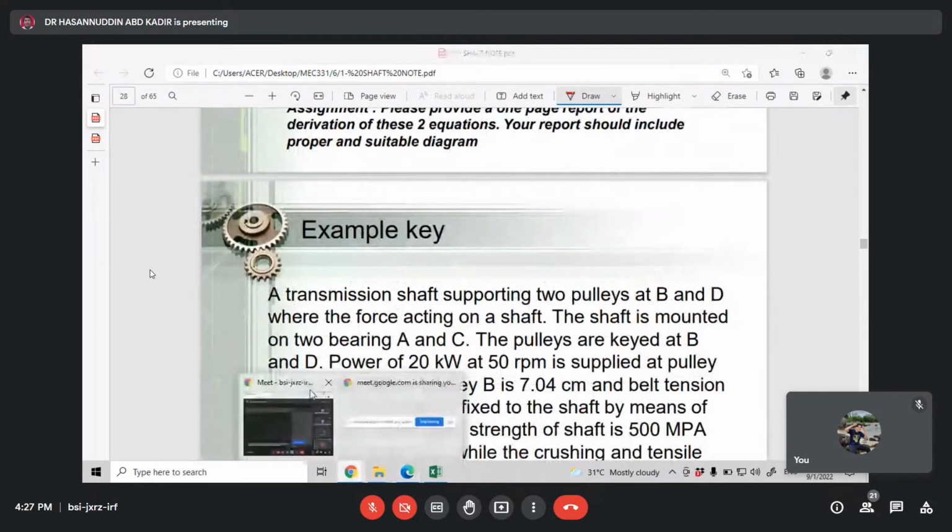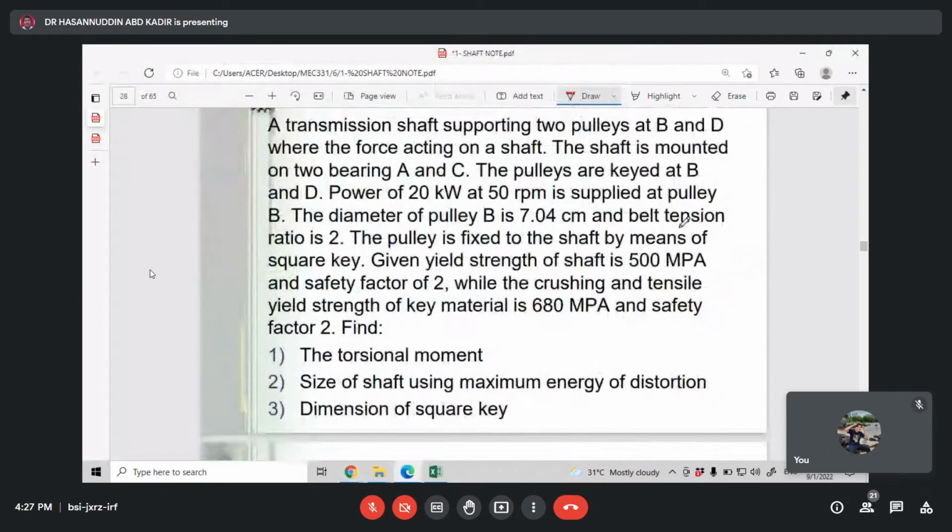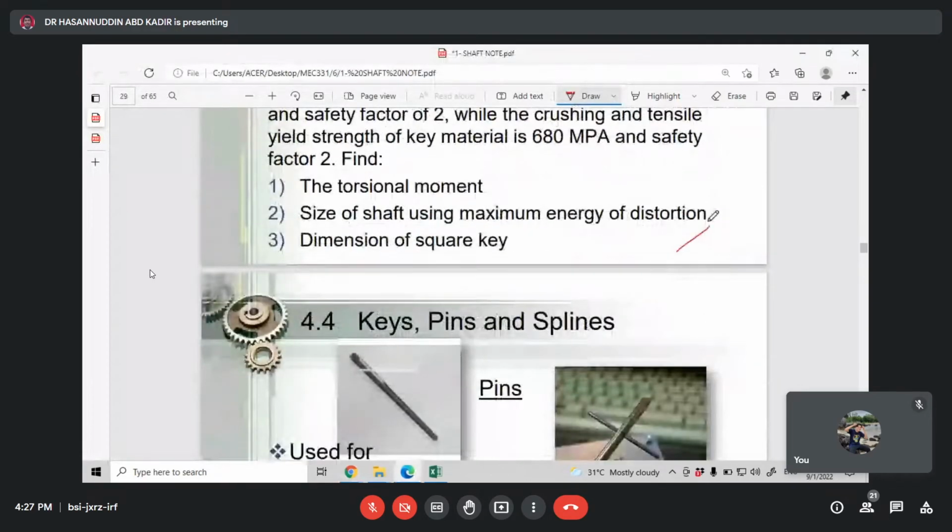Okay, ada orang masuk ke? Tak ada. Okay. Okay, ni example ni, tak apalah, ni kita akan buat nanti kat kelas.